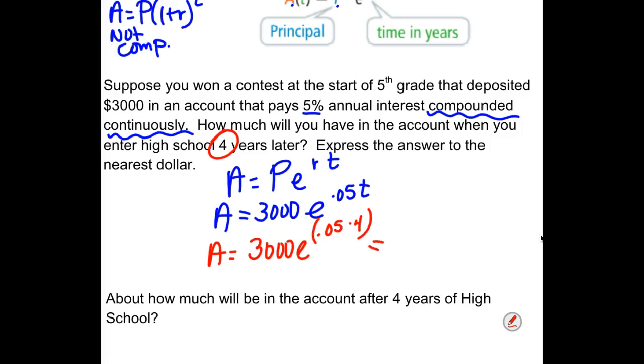Go ahead and grab your calculators. 3,000 times e to the 0.05 times 4 power. And we're going to just round our answer to the nearest dollar. All right. Are you getting 3,664? Okay. What if we leave it in there so that we got the money when we started 5th grade? We're checking how much we have when we start 9th grade. What if we leave it in there for 4 more years?